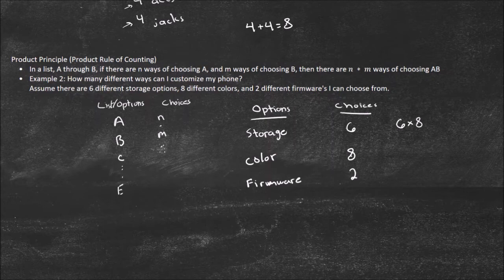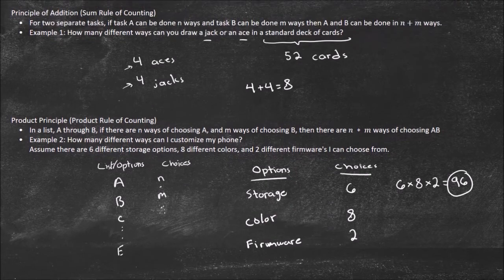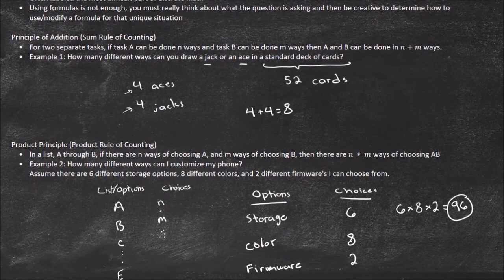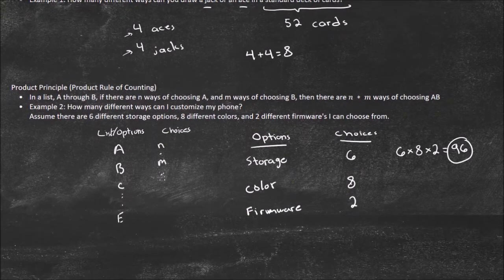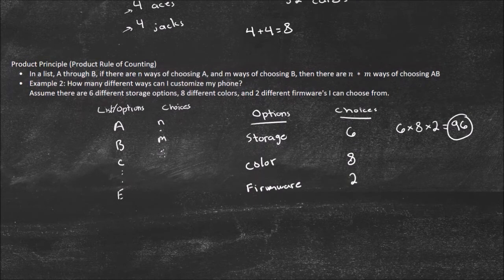And then for all of those options, we have 2 options for our firmware. So that's why we multiply by 2 again, and that gives us 6 times 8 is 48, times 2 is 96. There's 96 different ways to customize my firmware, and that is the product principle. So make sure you notice the difference and think about why these rules work. Knowing the intuition is important, and this product principle especially is going to come up later on.